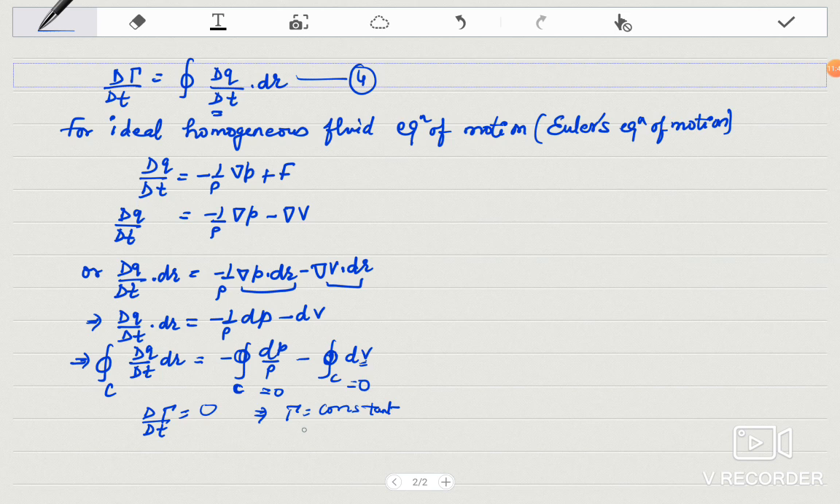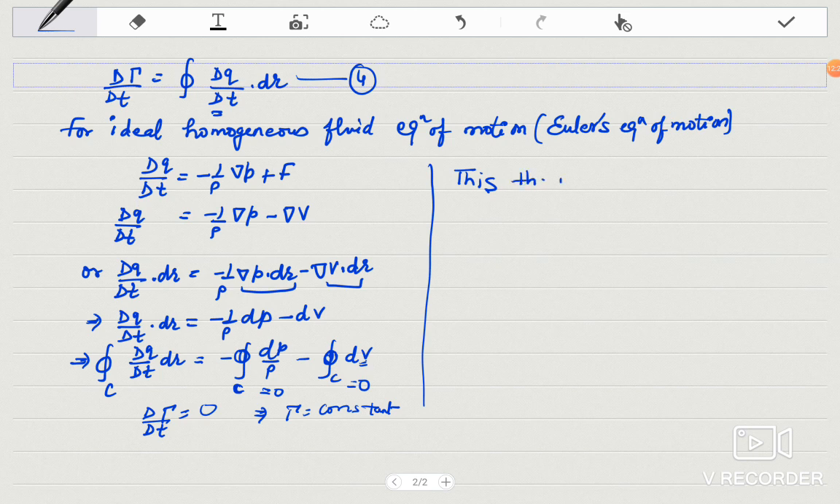It simply means whatever is the value of gamma at one stage will remain the same throughout the flow region under the conditions mentioned in Kelvin's circulation theorem. So as you see, in this whole theorem we have not used any phi. That means we have not used anything about rotational or irrotational type of flow. It simply means that this theorem is valid for every type of flow. The only condition is that forces should be conservative and density should be a function of pressure only.